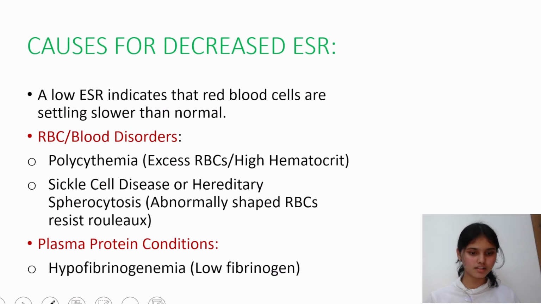Now, causes for the decreased ESR. A low ESR indicates that the red blood cells are settling slower than normal. The RBC or blood disorders like polycythemia, that is increased RBC count, or a decreased number of RBCs, all tend to settle slower. Sickle cell disease or hereditary spherocytosis. Among the plasma protein conditions, hypofibrinogenemia, that is low fibrinogen. Fibrinogen tends to neutralize the charge and increases rouleaux formation. But if there is decreased fibrinogen, the negative charge does not get neutralized. Therefore, there is lesser rouleaux formation and a decreased ESR.